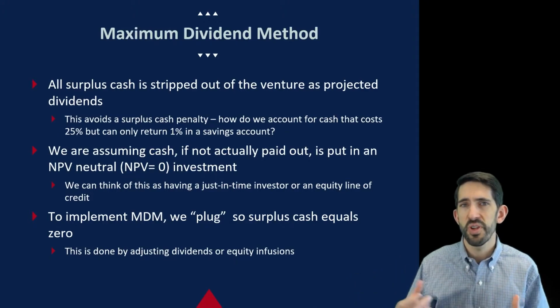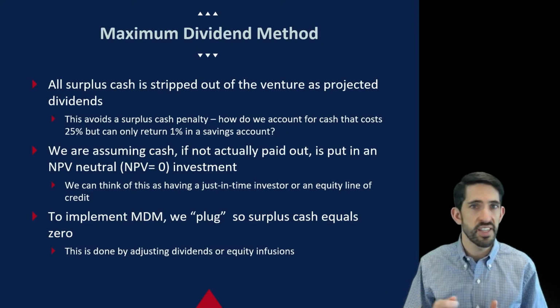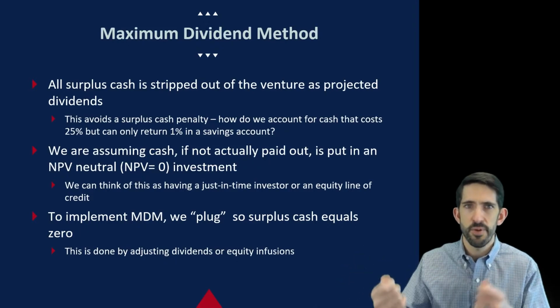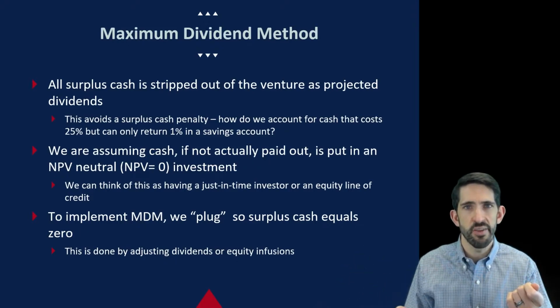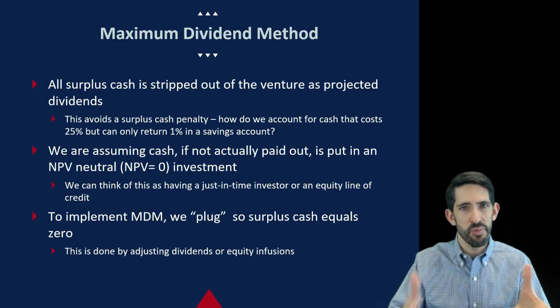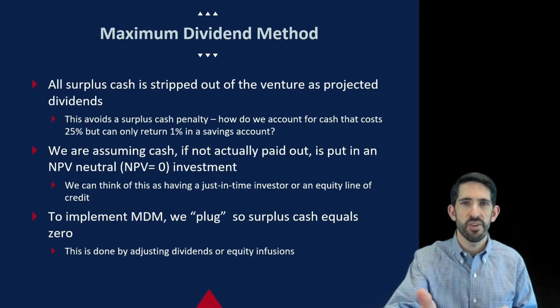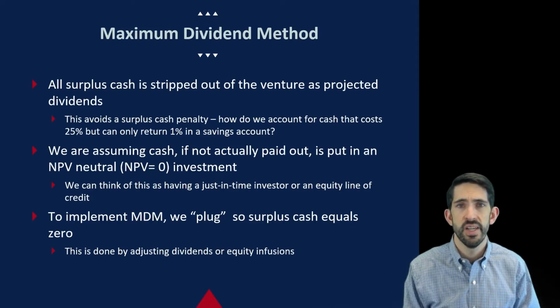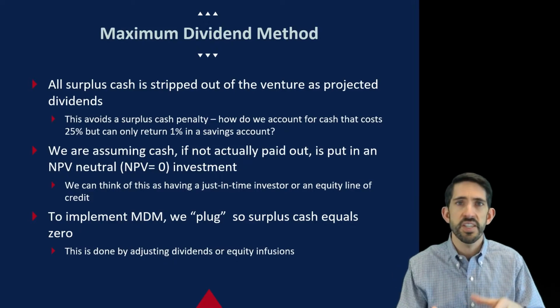So as a result, you want to avoid that difference between, say, your 25% cost of capital if you're a small startup versus that 1% you can earn in the bank account. So by paying this out to shareholders, we're basically making it their problem. We're saying we've paid you out some of your return, you can now take that and go invest it in another opportunity.